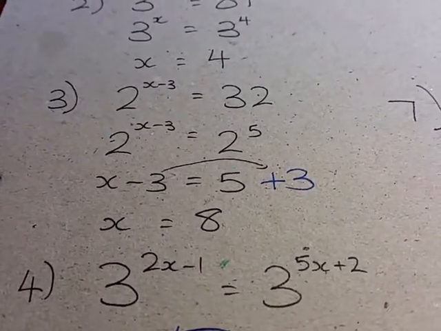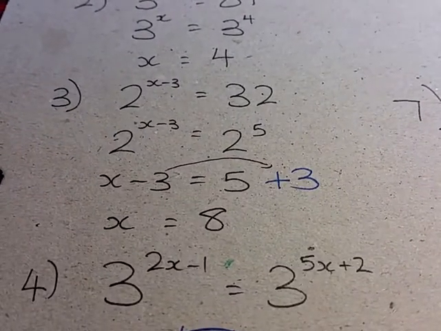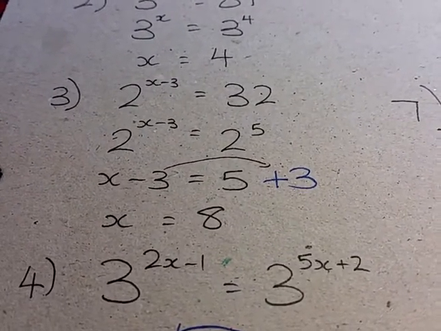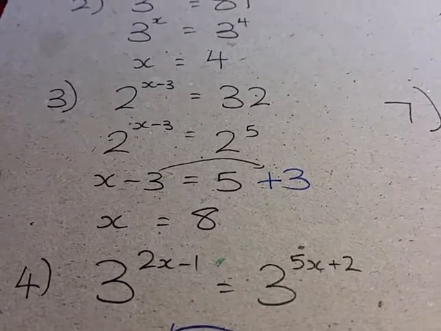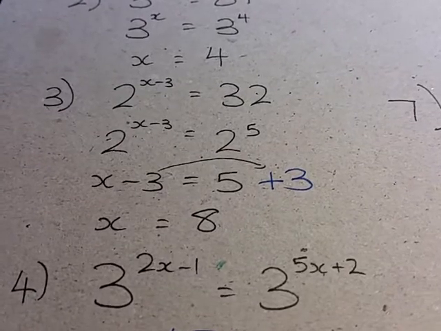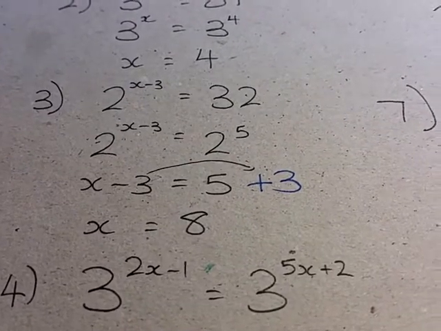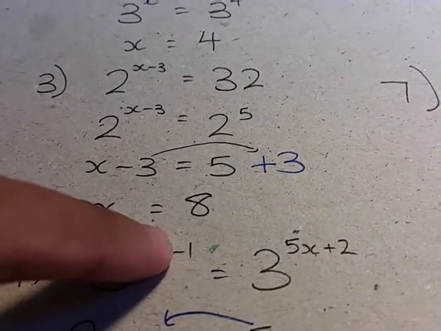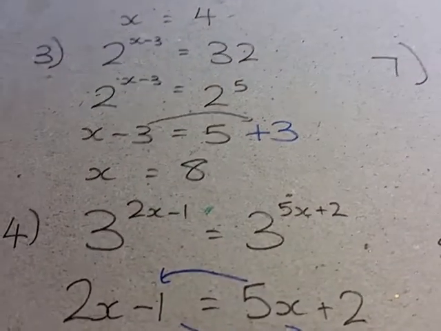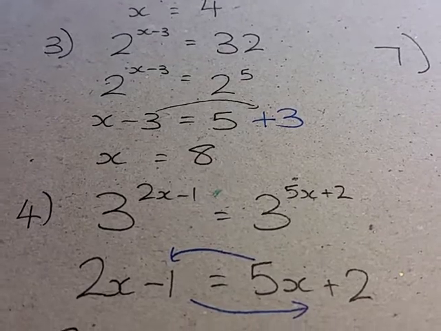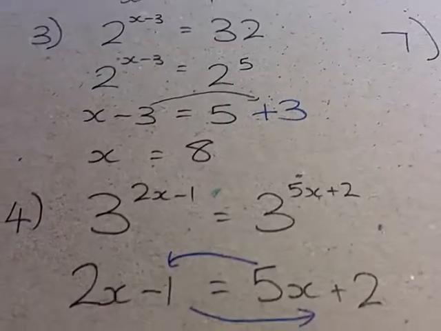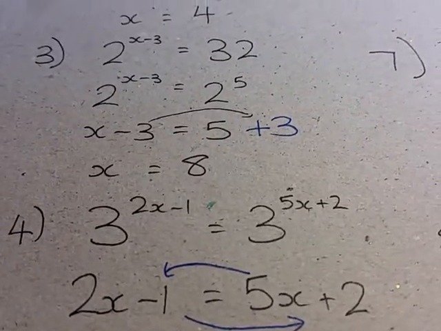3 to the 2x minus 1 equals 3 to the 5x plus 2. They're already base 3, and they both already have the equal sign, so that's actually perfect. All we have to do is make the one exponent equal to the other. So you say 2x minus 1 equals 5x plus 2. And it's now a both-sides equation.